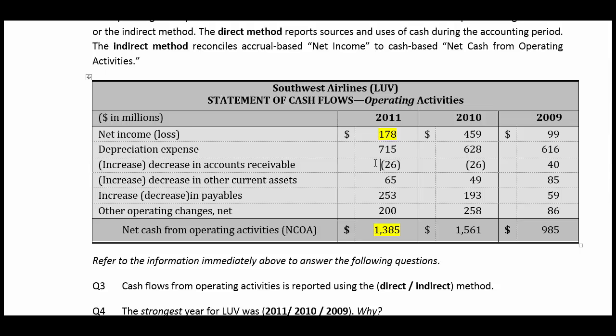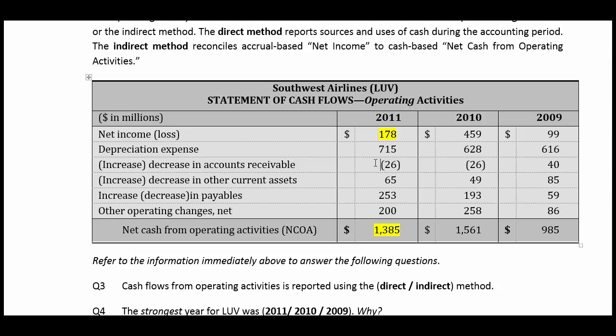But let's look at another thing here. Payables. They had a huge increase in payables. What this means is that they accumulated $253 million worth of bills, which they did not pay. So if you choose not to pay your bills, follow this very carefully, please. If you choose not to pay your bills, that improves your cash flow.